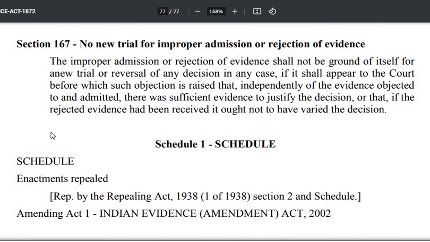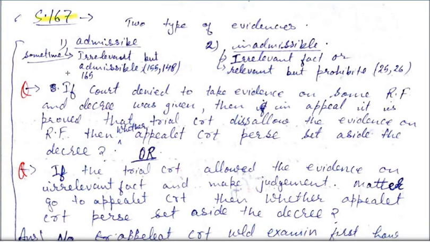So in the previous lecture, we had left with 167. What I have told you was, we had seen that if the trial court commits an irregularity by not allowing admissible evidence or by allowing inadmissible evidence, and what is admissible and inadmissible evidence I expect that you already know, then the party affected goes in appeal, and in appeal he raises the ground that such a mistake was done by the trial court.